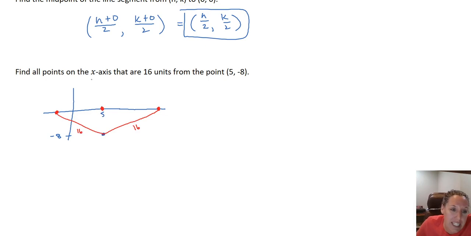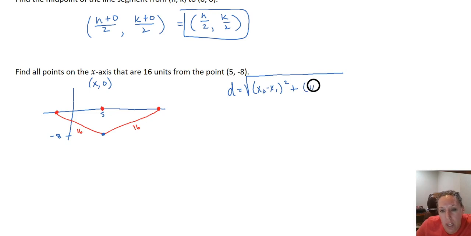But if it is on the x-axis, remember, it's always going to have a y value of 0. So we're looking for a point that is in the form of x, 0. And we want it to be 16 units from this point. Remember, our distance formula is the square root of x2 minus x1 quantity squared plus y2 minus y1 quantity squared.